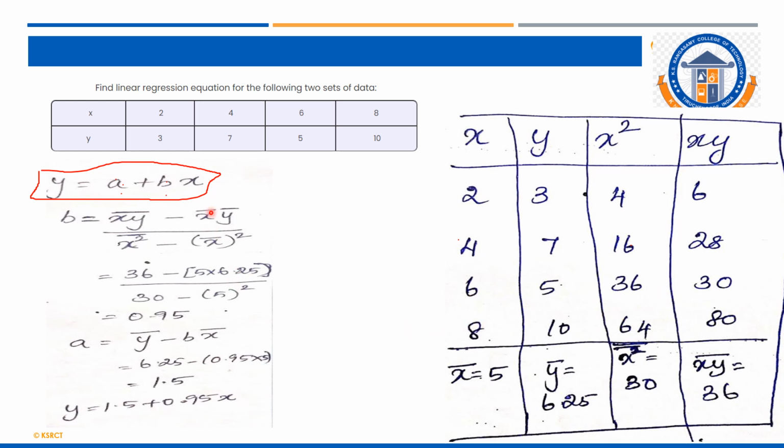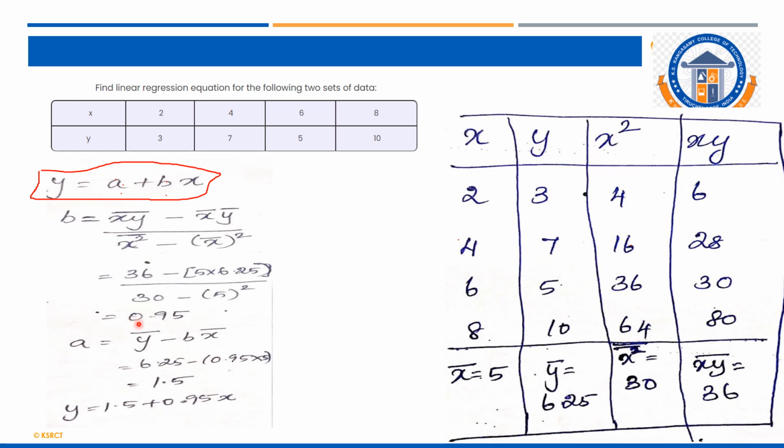Next we want the mean of xy. So add it: 6 plus 28 plus 30 plus 80, the whole thing divided by 4, so the mean of x into y is 36. Like that, x mean is 2 plus 4 plus 6 plus 8 divided by 4, which is 5, and the same for y mean and x square mean. Substitute all those here to find the b value.